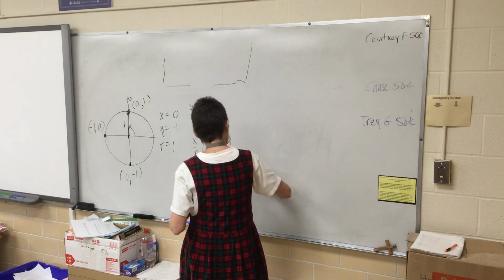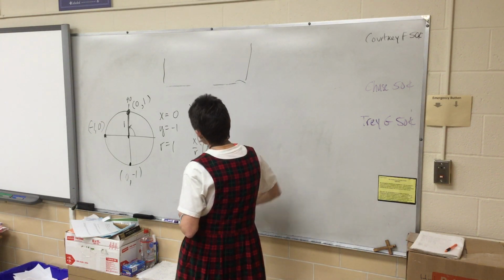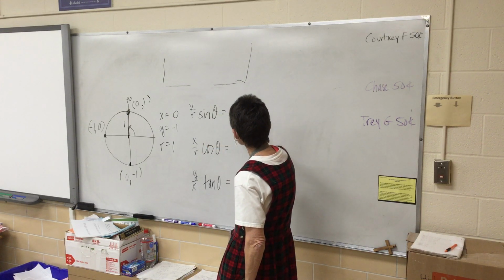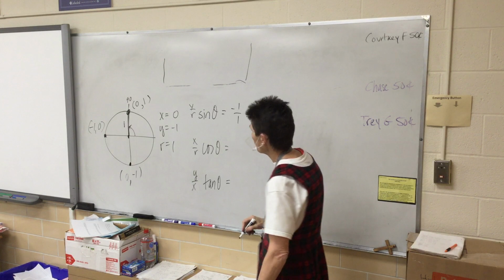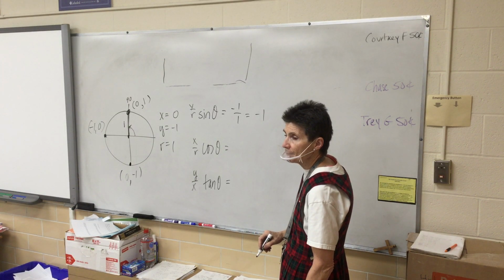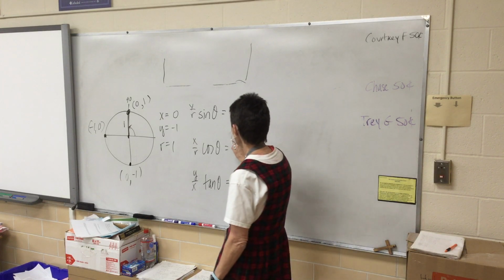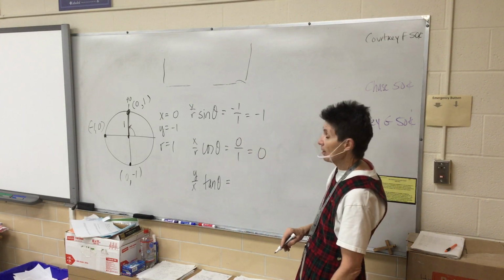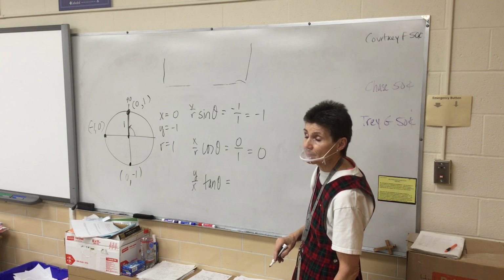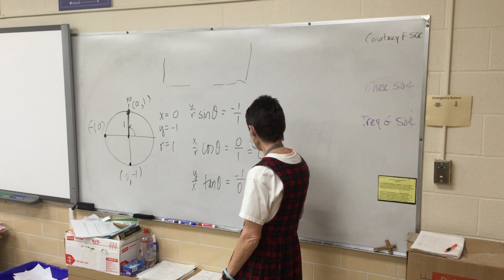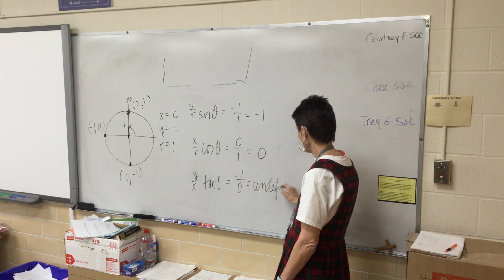Sine, cosine, and tangent. What do we got? What'd you get for your sine? -1. That's exactly right. It's -1 over 1. Y over r. How about the cosine? 0 over 1. That's 0. X over r. And our tangent is -1 over 0, which we will say is undefined.